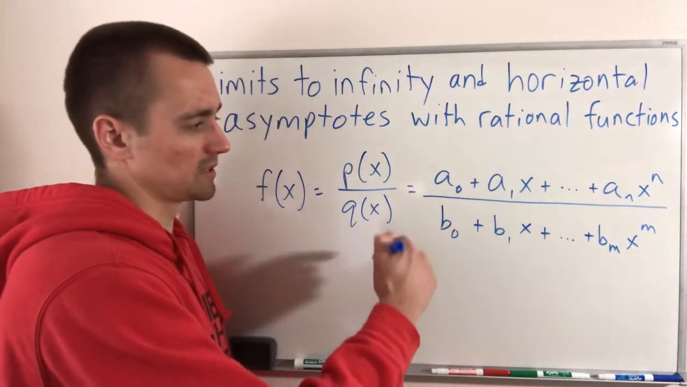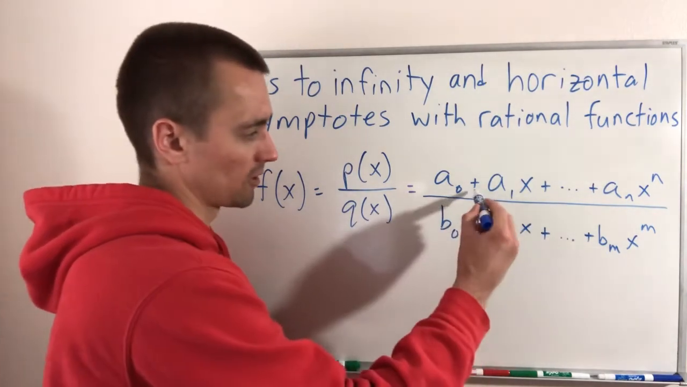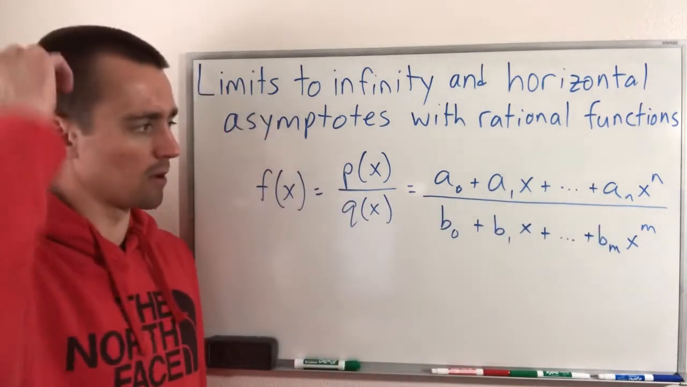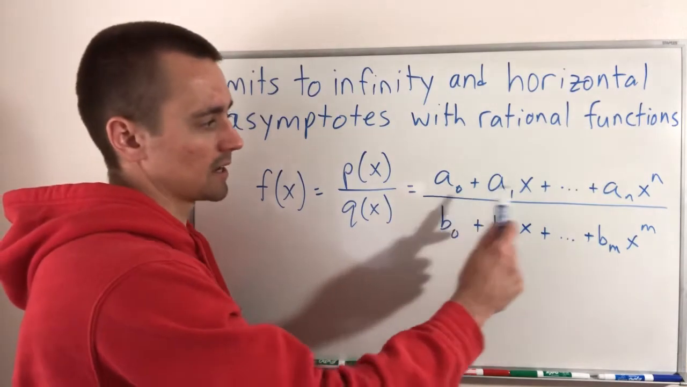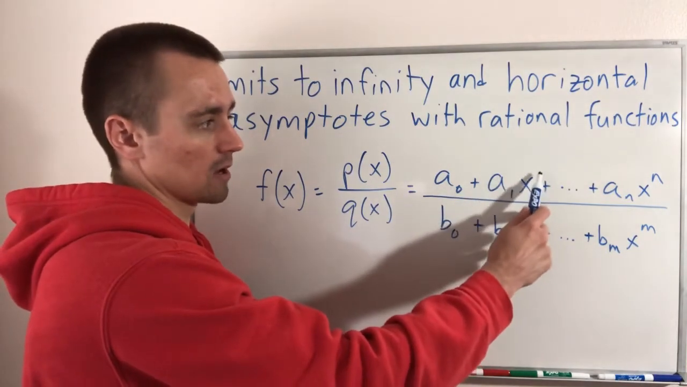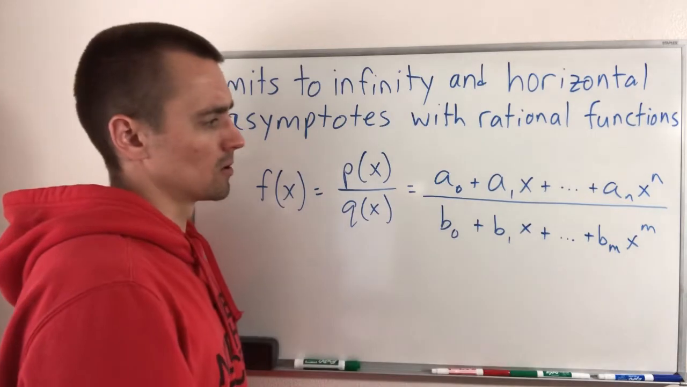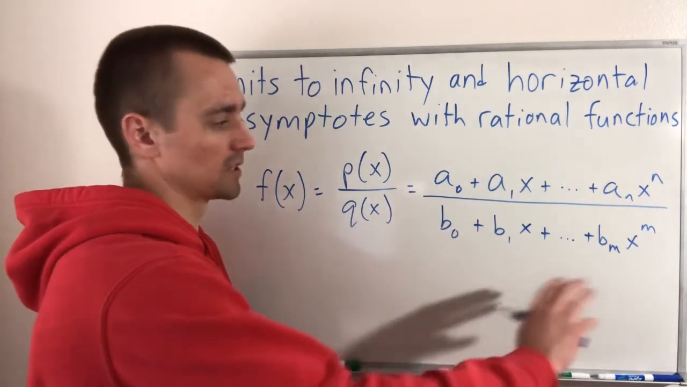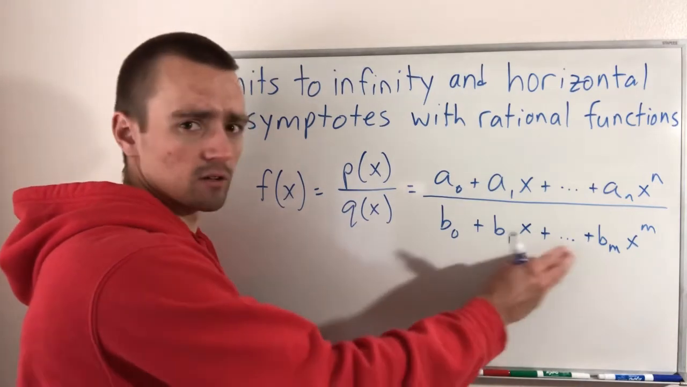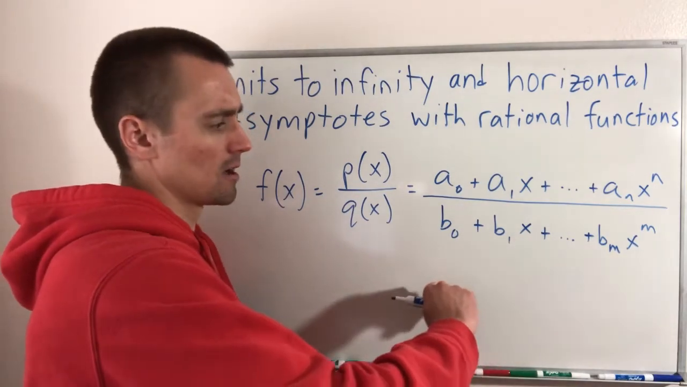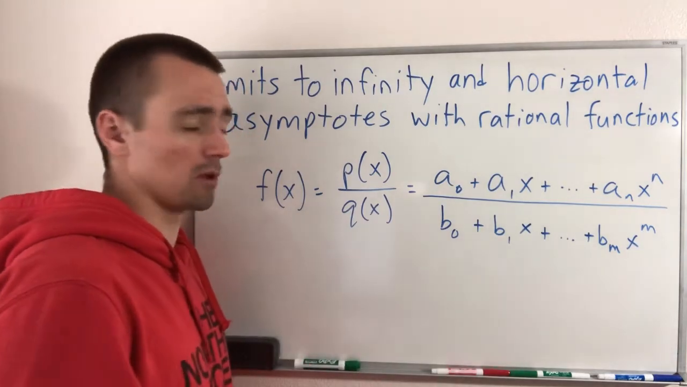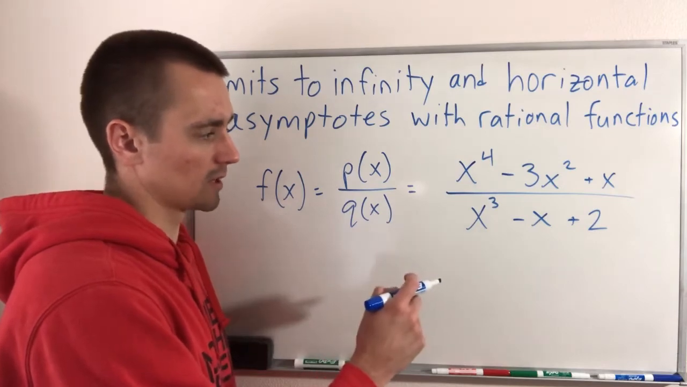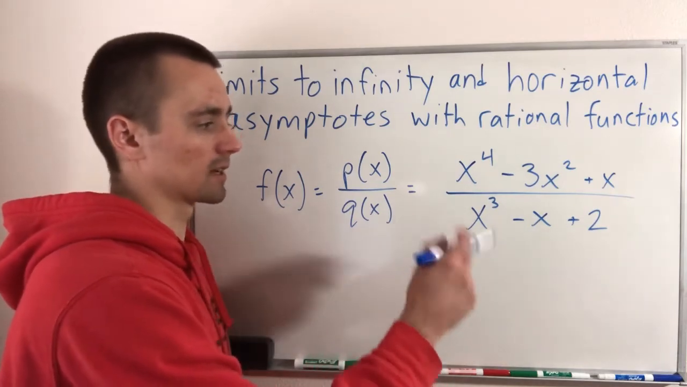Well, a polynomial is essentially just the sum or difference, and these coefficients could be positive or negative, of a bunch of constants times x to a whole number power. So essentially, you just have a list of terms. You may not have every single x power accounted for, but for example, a polynomial would be x to the fourth minus 3x squared plus x, all over x cubed minus x plus 2.